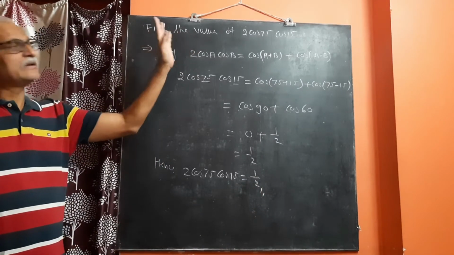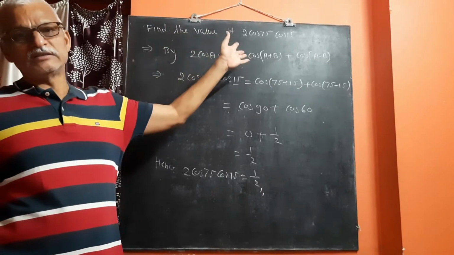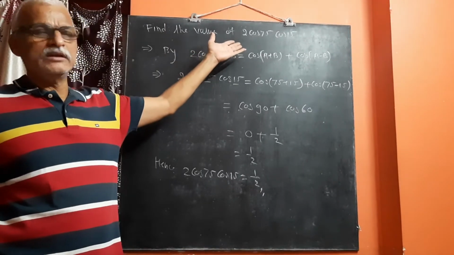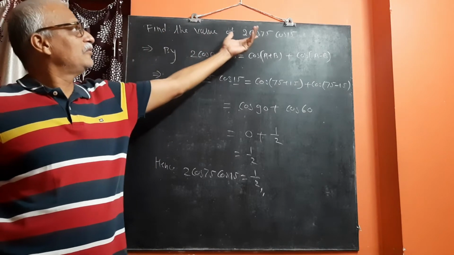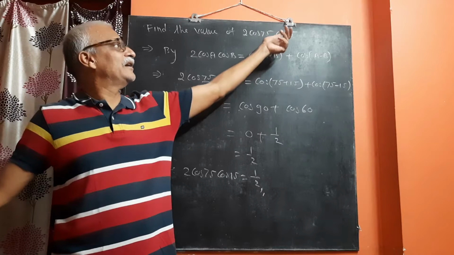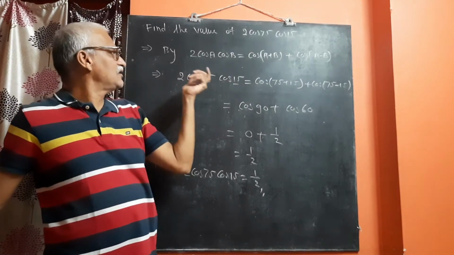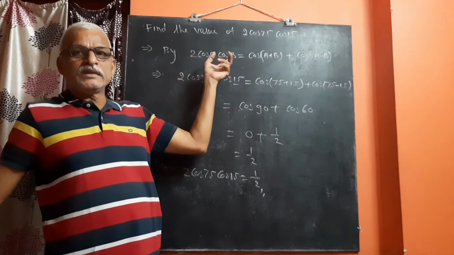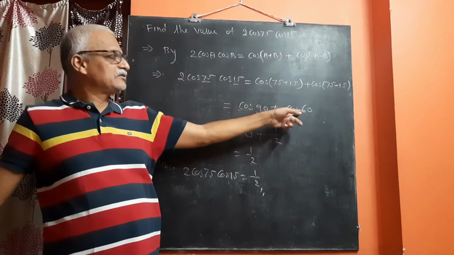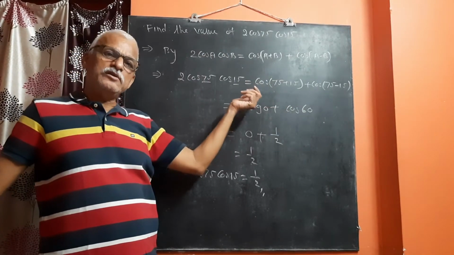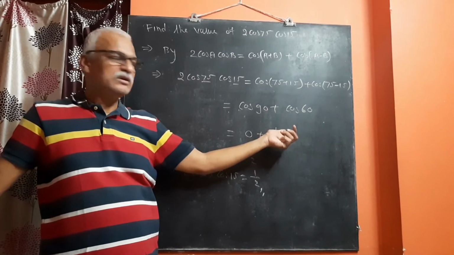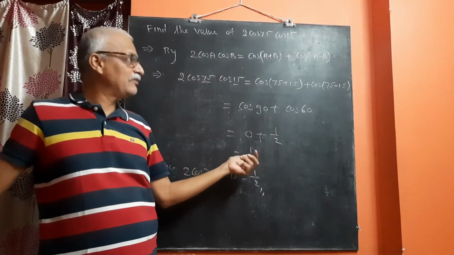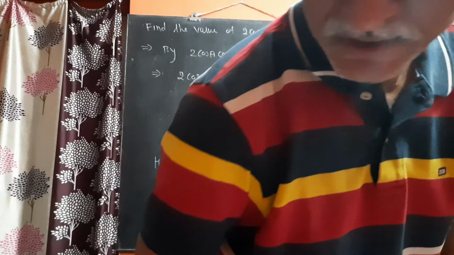First problem we have solved, find a sum or difference. The second is also the same type, but instead of find a sum or difference, the heading is find a value. You have to get the value of 2 cos 75 into cos 15, and by using the formula of 2 cos A cos B, we have expressed it as cos 90 plus cos 60. The value of cos 90 is equal to 0, cos 60 is equal to 1 by 2, so 0 plus half is equal to half. That means the complete value of the given expression is equal to 1 upon 2.